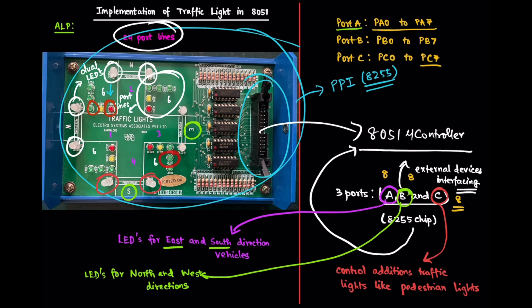Now this LED is for south. Now PA4 is going to be connected to the south red LED, which is here. So that's how the traffic can go either like this or in this direction.